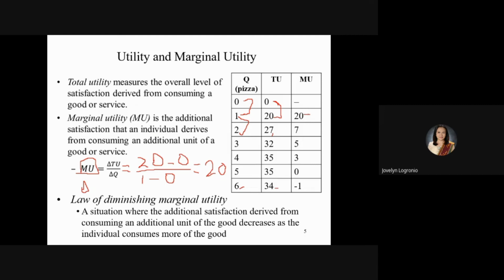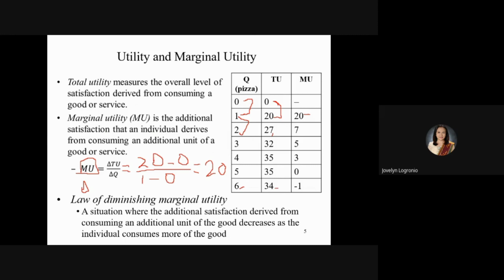How about the second slice? What is the marginal utility of the second slice? Paano nakuha si 7? So, the same process using this formula. So, from first to second na slice. So, 27 minus 20 divided by 2 over 1. So, it is now equal to 7. And so on and so forth. You can try, class. Pwede nyong isolve yung pangatlo, paano nakuha si 5, paano nakuha si 0.